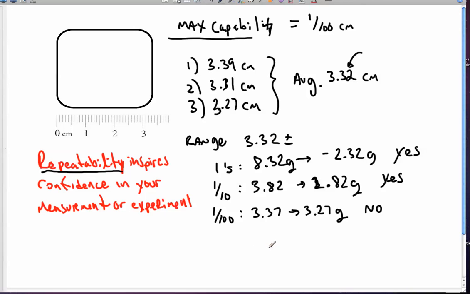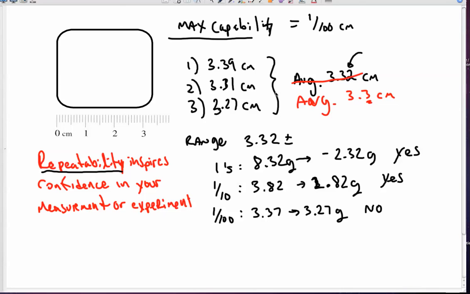So in fact, since we want to write down a measurement that we're confident of, we should not write down 3.32. Instead, what we should write down for our average, let me write that up above here, is not 3.32, but rather an average of 3.3. That is to the tenths place. How do we round 3.32 to the tenths? Well, we round down to 3.3 centimeters.